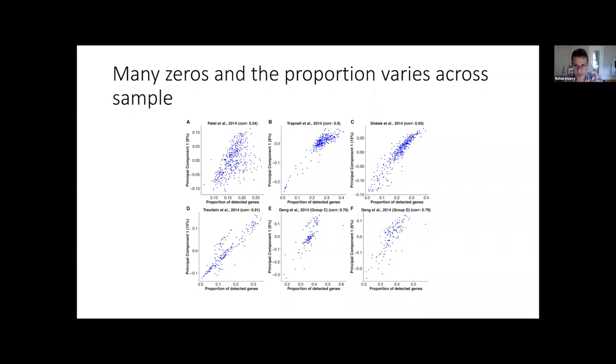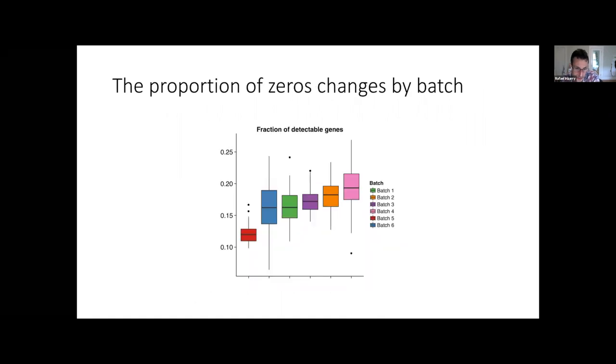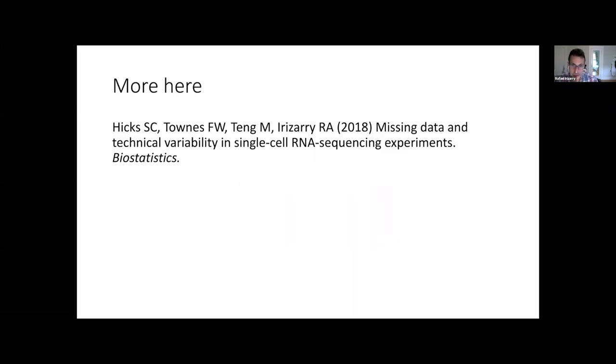We saw that there was very high correlation with the proportion of, here we say, detected genes. This is back when we were using the language of missing data. This is basically the proportion of non-zero counts for each cell on the x-axis, and PC1 on the y-axis. And you can see it's a strong correlation. Sometimes it's almost the same thing. So that's not good. And then when you look at the proportion of zeros by batch, you can see again that it's changing. So that's concerning. If you want to read more about this, there is a paper. There it is, it says missing data in it.